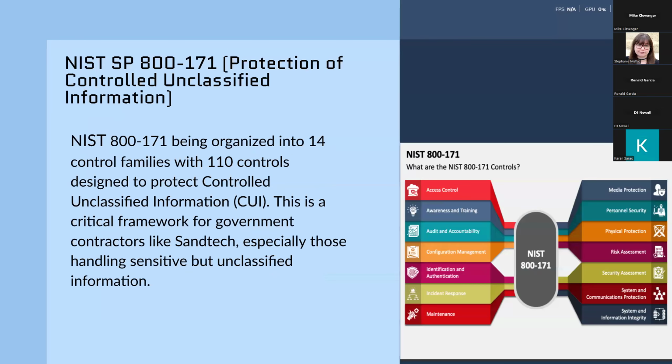There are 110 controls organized by the 14 control families within the NIST 800-171. Each of the families holds specific requirements and guidelines pertaining to their correlation with that organization. All of the controls ensure that all of their information, the CUI, is protected.